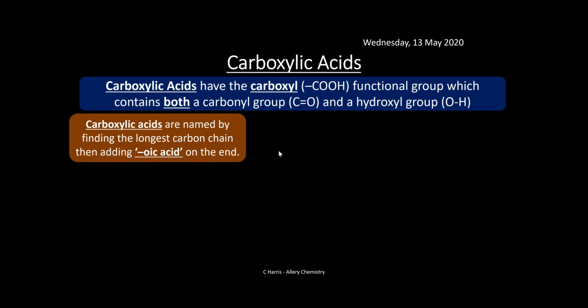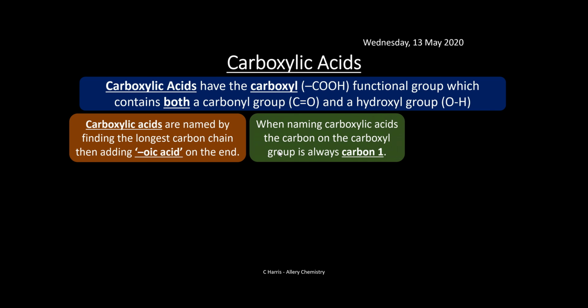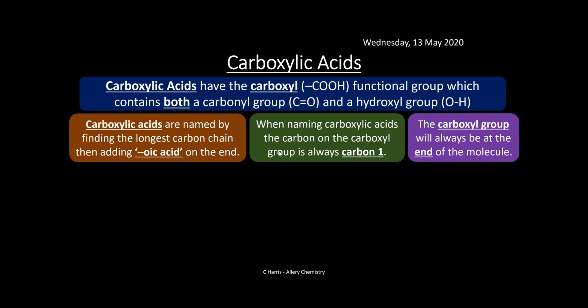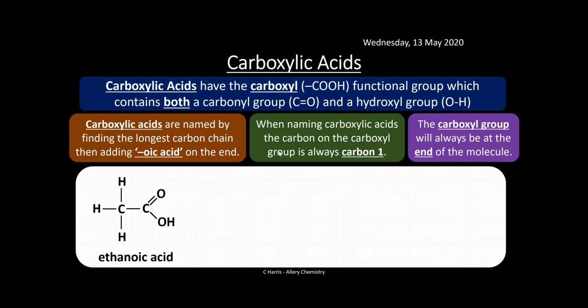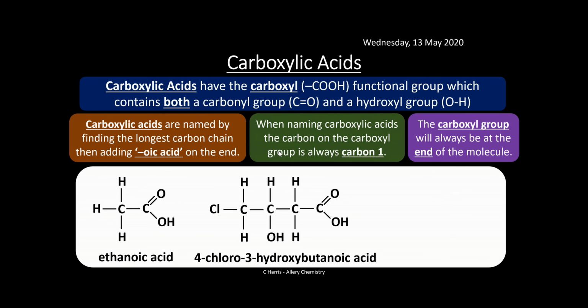Very similar to aldehydes and ketones, where we find the longest carbon chain and add either al or one on the end. Here we're adding oic acid. When we're naming carboxylic acids, the carbon of the carboxyl group is always carbon 1. Very important. It's always at the end of the molecule. So let's have a look at some examples. We've got ethanoic acid here. The reason it's eth is because we've got 2 carbons, and we add oic acid at the end.